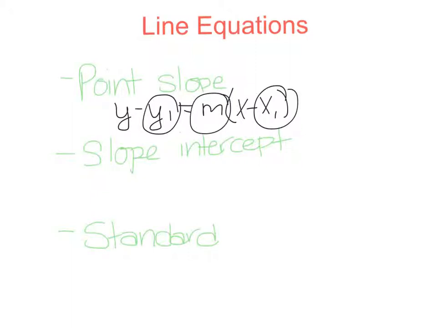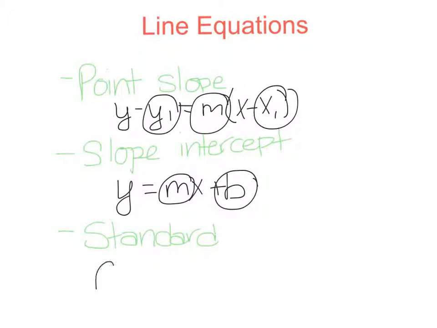The second type is slope-intercept, which is y is equal to mx plus b. And here m is the slope, b is the y-intercept. And last is standard form, and that is ax plus by is equal to c.